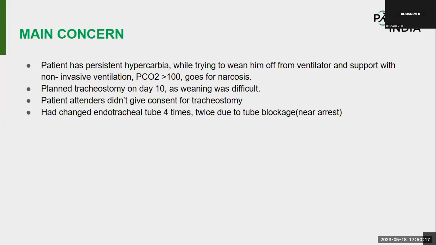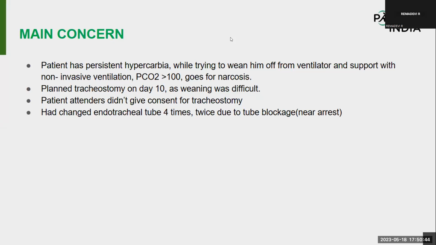The main concern here is the patient has been on persistent hypercarbia while trying to wean him off the ventilator and support him with non-invasive ventilation. The carbon dioxide keeps building up and the PCO2 goes above 100 and he goes into narcosis. So we had difficulty in weaning him off the ventilator. So we planned a tracheostomy on day 10 as weaning was difficult.